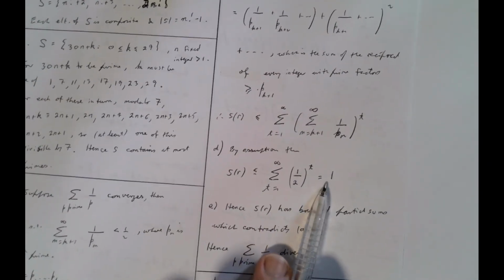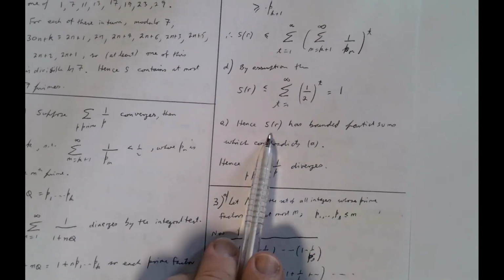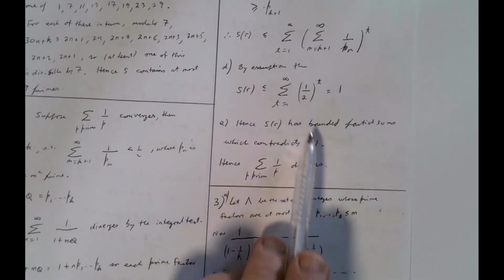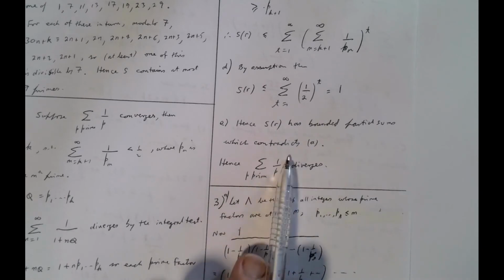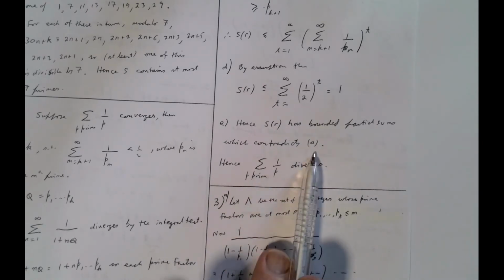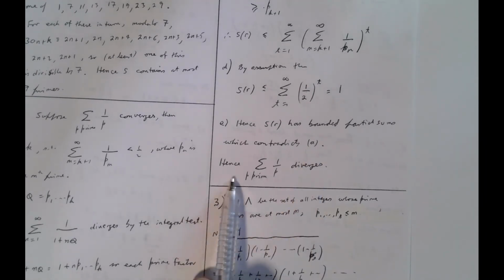And finally, that tells me that this S sub r now has bounded partial sums, but that contradicts part A, where we said that this sum in fact diverges. And the conclusion is then that the sum of the reciprocals of the primes diverges. So that's an alternate proof to the one we did in the other lecture. There are many proofs of this fact.